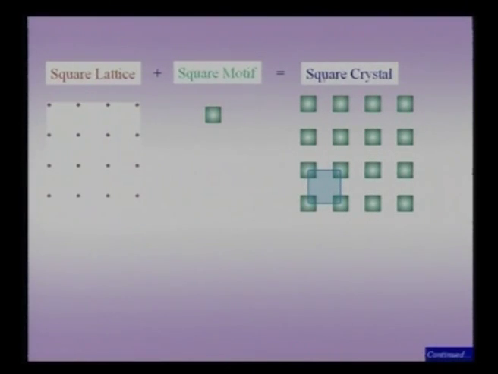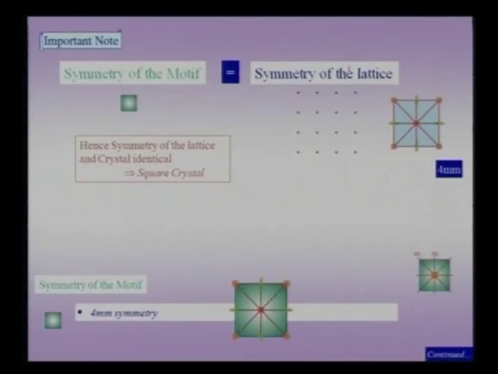Now what is the crystal I have generated? The name of the crystal happens to be a square crystal, and we will try to understand why we want to call it a square crystal. Now if I look at the symmetry of the motif, you can see the motif is shown here. We see that this motif has got a 4 mm symmetry.